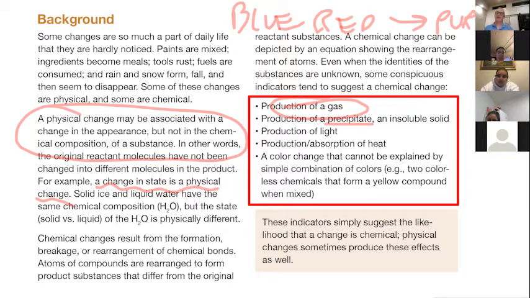And that's what a precipitate is. It's a solid that falls out of solution. You'll see that a lot of times when you take a clear solution and another clear solution and you pour them together, and then boom, a chemical reaction takes place and some solid starts falling to the bottom.